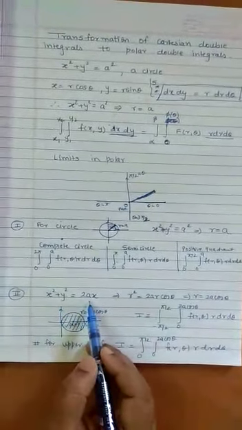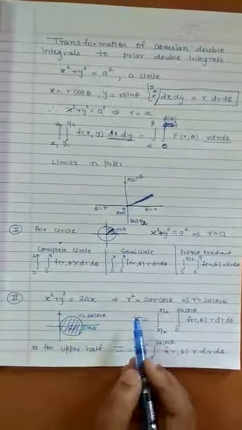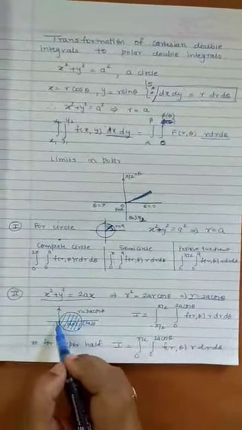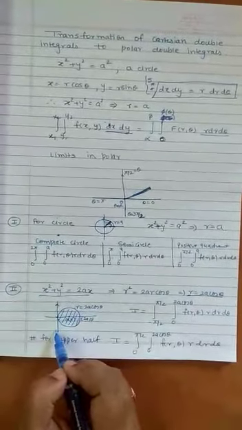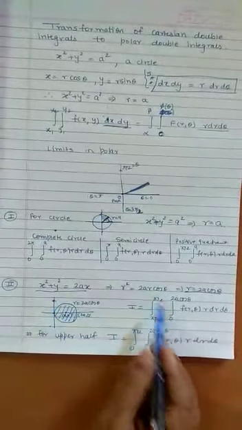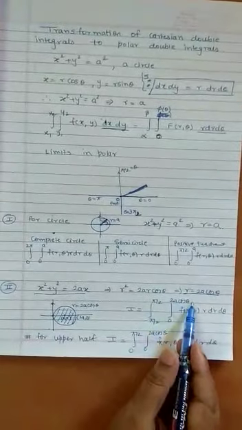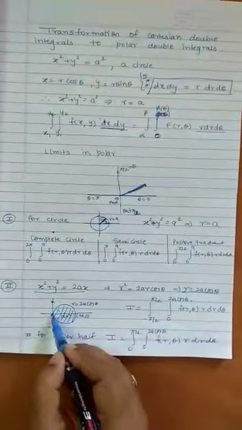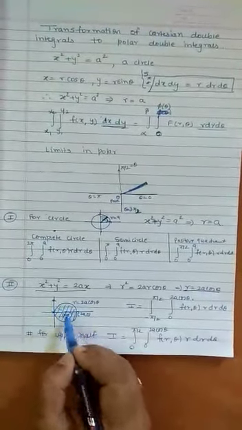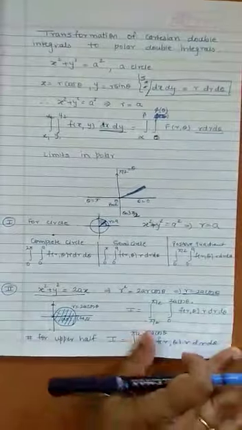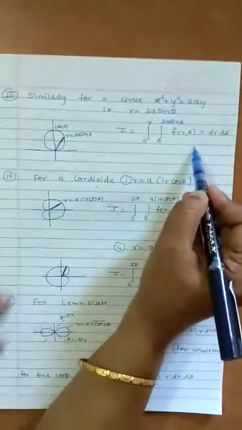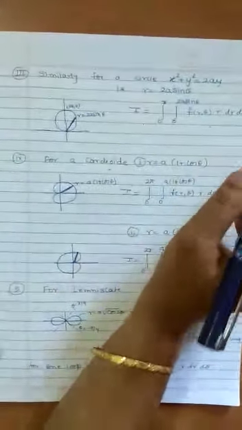For x square plus y square equal to 2ax, or r equal to 2a cos theta, this is the circle. For the entire circle, it's minus pi by 2 to plus pi by 2 and r is 0 to 2a cos theta. If it is only the upper half, theta is going to be from 0 to pi by 2 and r from 0 to 2a cos theta. For a similar circle, r equal to 2a sin theta, theta is going to be 0 to pi, and r from 0 to 2a sin theta.